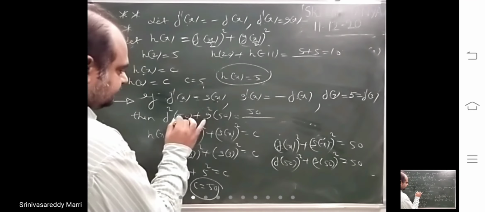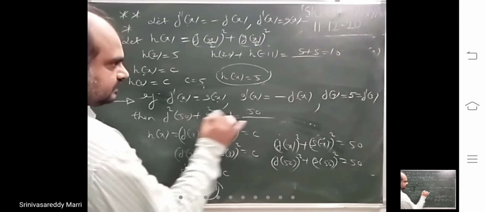The shortcut is this: 5 is given, so this will become 5 square plus 5 square, 50, because that C is f of 3 whole square plus g of 3 whole square. Like this, indirectly he will give.